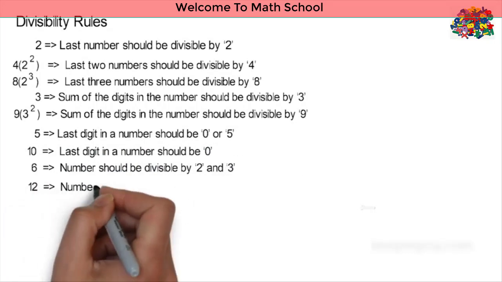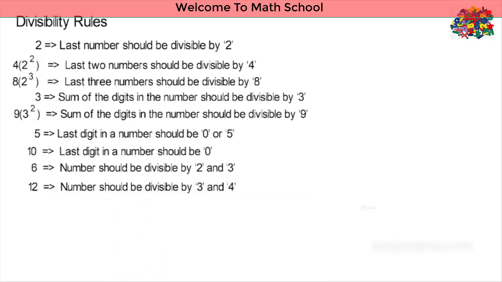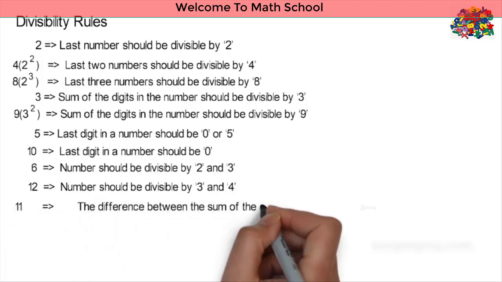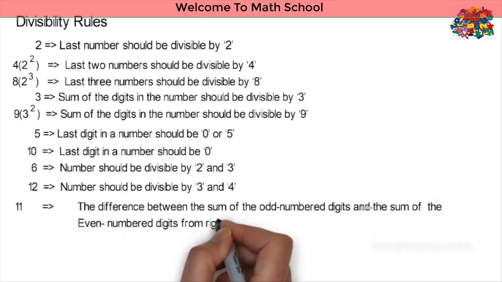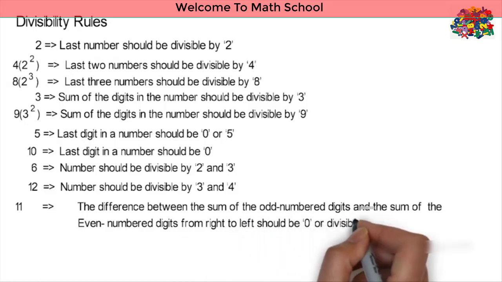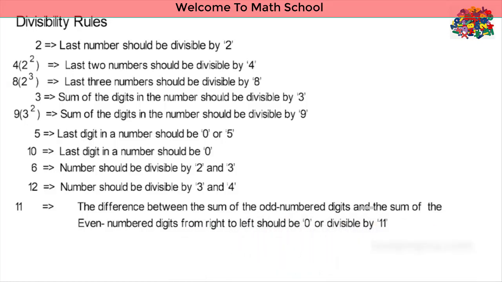Then 6: any number which you can verify with 2 and 3. Next, the divisibility of 12: you should check the divisibility by 3 and 4. And if you want to check the divisibility of 11, it is the difference between the sum of the digits in odd positions and the sum of the digits in even positions, from right to left, and it should be 0. So if you write the number and find the sum of alternate digits from left to right, the difference between those sums should be 0 or a multiple of 11, then it is divisible by 11.